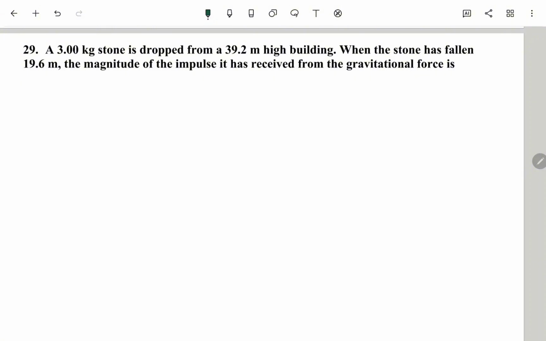A 3-kilogram stone is dropped from a 39.2 meter high building. When the stone has fallen 19.6 meter, the magnitude of the impulse it has received from the gravitational force will be. Now, when we drop an object 39.2 meters high, in this case here, and this is a 3-kilogram object, when this stone has fallen 19.6 meters, the magnitude of the impulse will be.